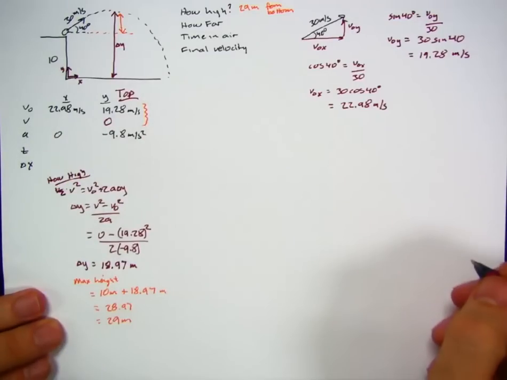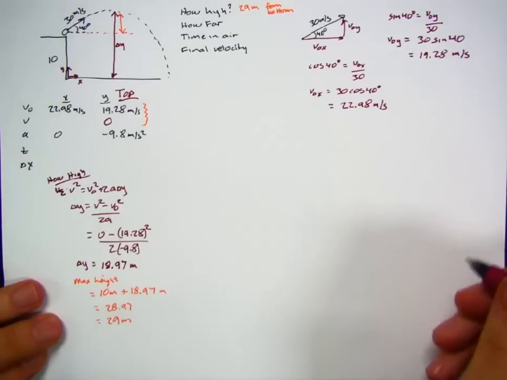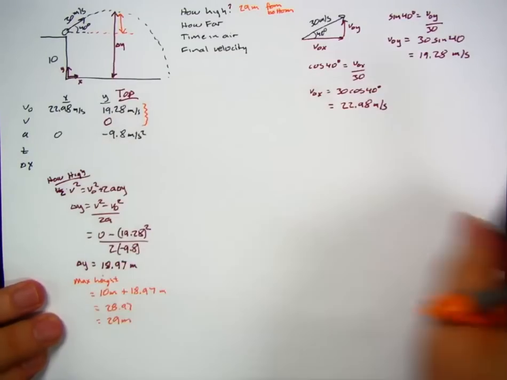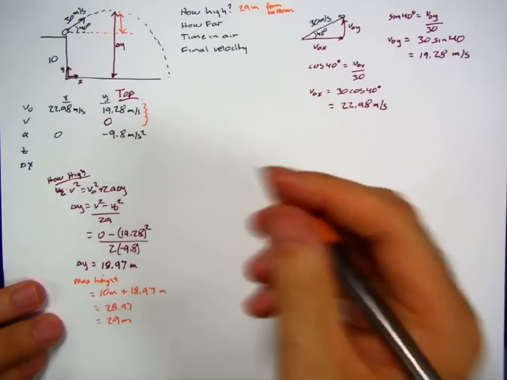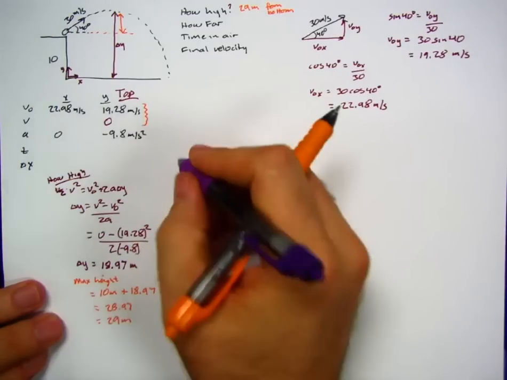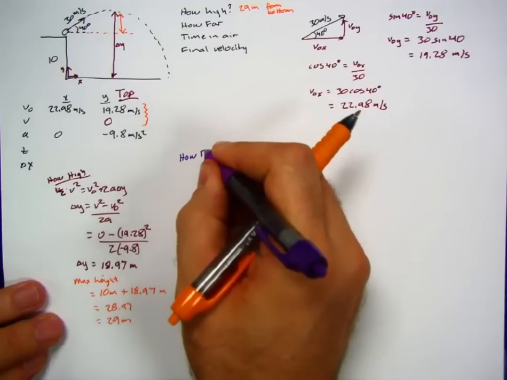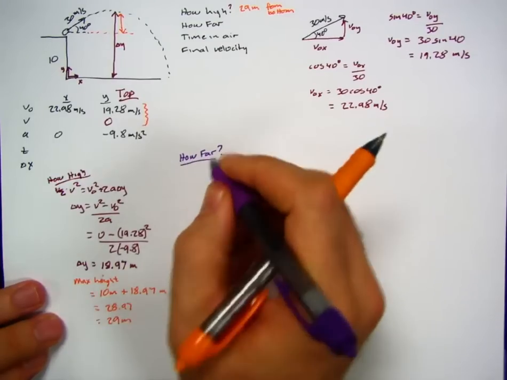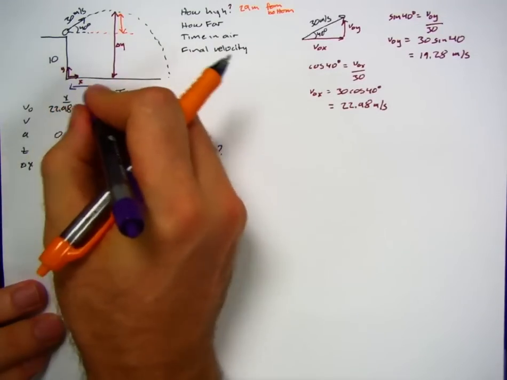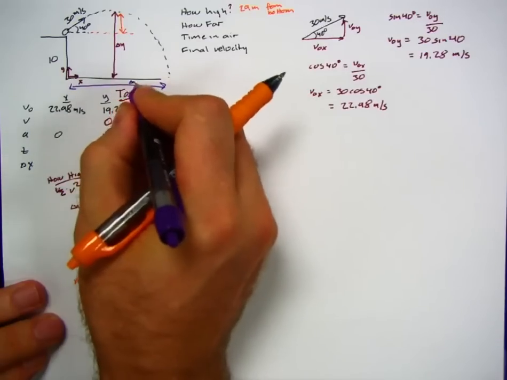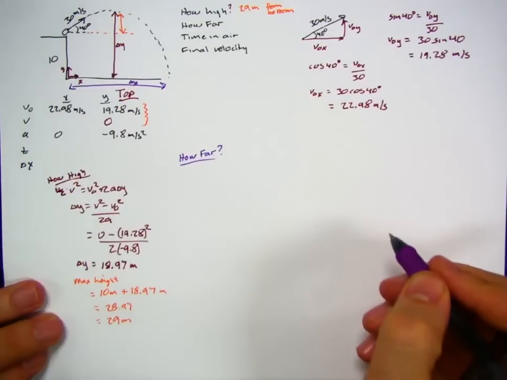Now, how far does it go? How much time is it in the air? So I know if I want to answer how far, let's just stick with how far does it go? What's my question? I'm interested in this distance right here. How far does it go? What's my delta x?